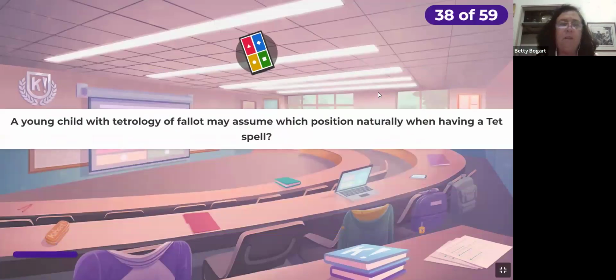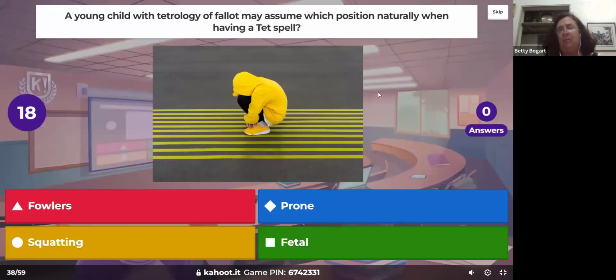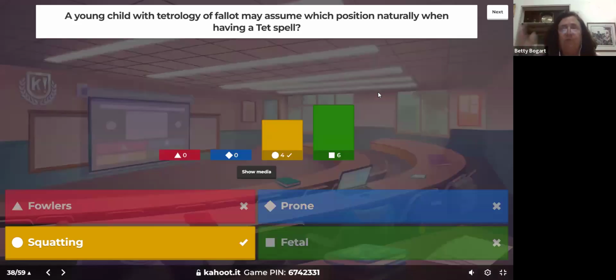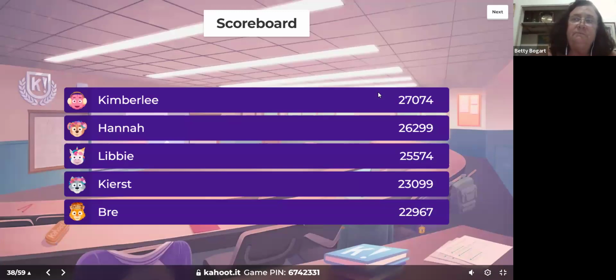That's the name. A young child with tetralogy of Fallot may assume which position naturally when having a TET spell. Now, just because they have tetralogy of Fallot does not mean they're all fixed, as an infant. Some are older. And remember how we fixed the TET spell? Well, they do it themselves. And like the picture shows you, they just squat, poof, and it stops them. So they just squat. It puts the abdomen up to the chest, changes pressure, and they do well.